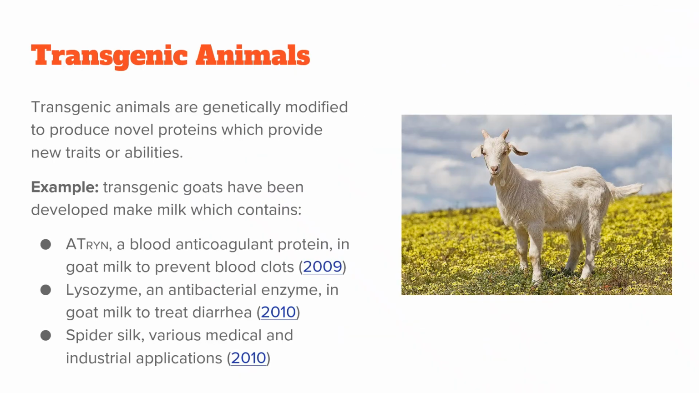Transgenic animals carry engineered genes that make medically useful products. For example, goats have been engineered to secrete ATryn, antithrombin, in their milk, used as an anticoagulant. Other projects put lysozyme into goat milk to combat diarrhea, or even spider silk proteins for medical and industrial uses. These examples share a theme: use the animal's biology as a production system for complex human products.